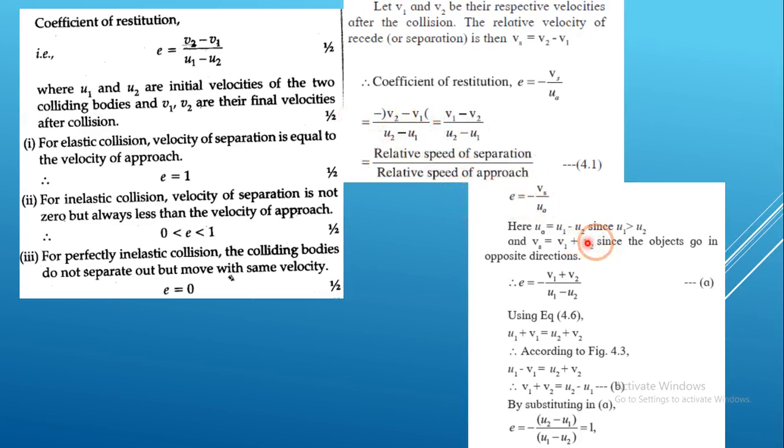Now, Ua is equal to u1 minus u2 and Vs is equal to v1 minus v2. So e will become minus of (v1 minus v2) upon (u1 minus u2). So according to this, you can write u1 plus v1 is equal to u2 plus v2. And finally, substituting all these values, your equation becomes minus of (u2 minus u1) upon (u1 minus u2), which is equal to 1. This is for elastic collision.